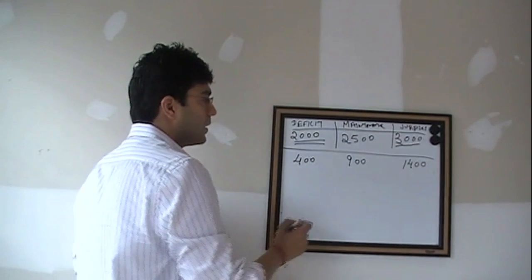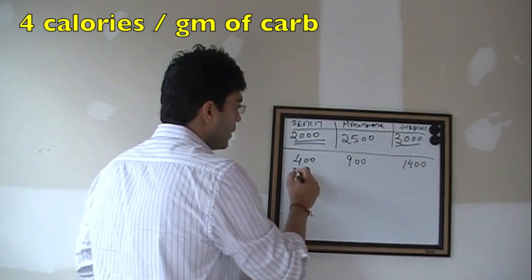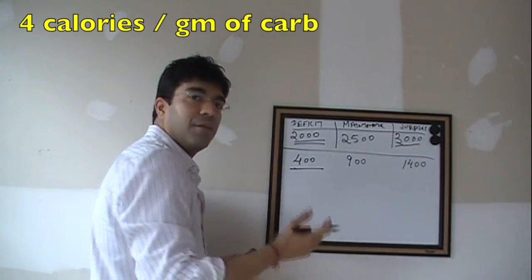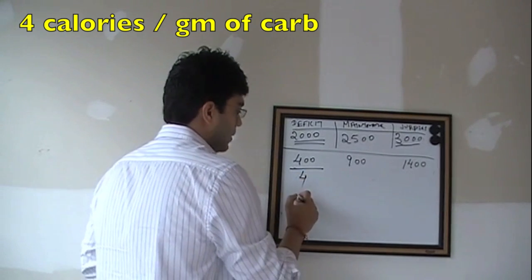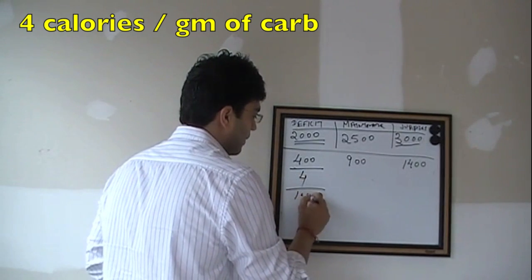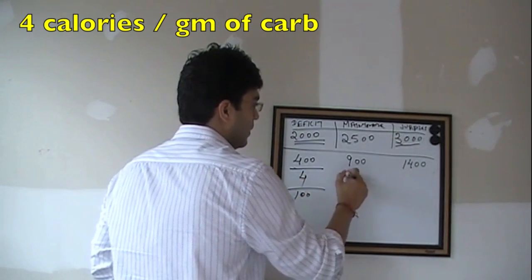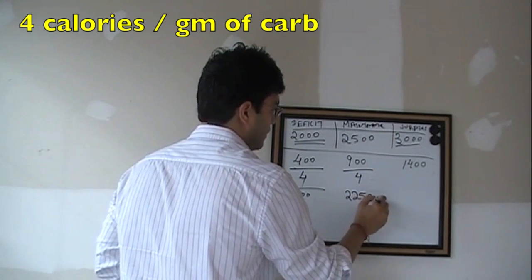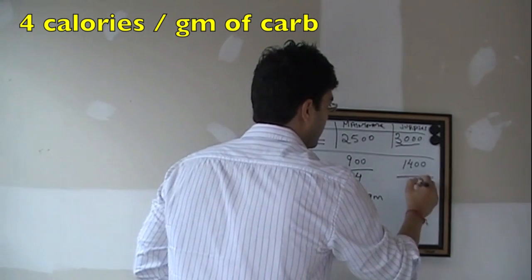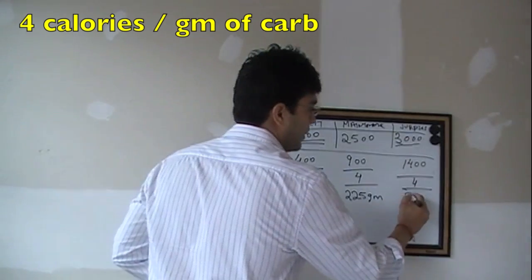Now, how much is that in grams? 400 divided by calories per gram, which is 4. This is 100 grams. 900 divided by 4 is 225 grams. And 1400 divided by 4, 350 grams.